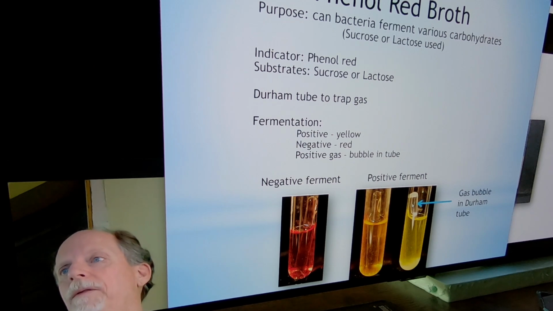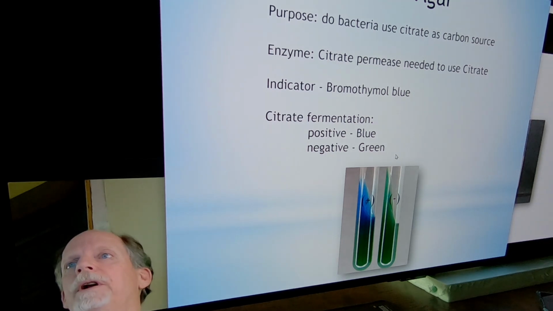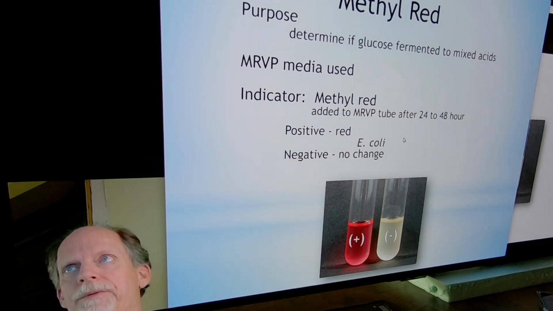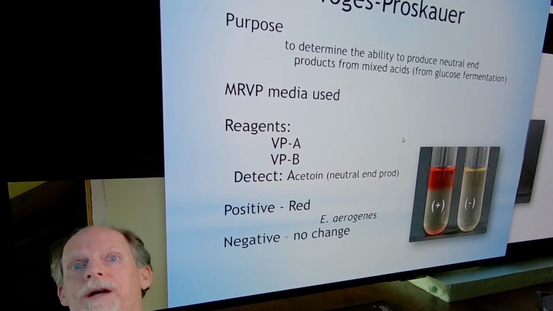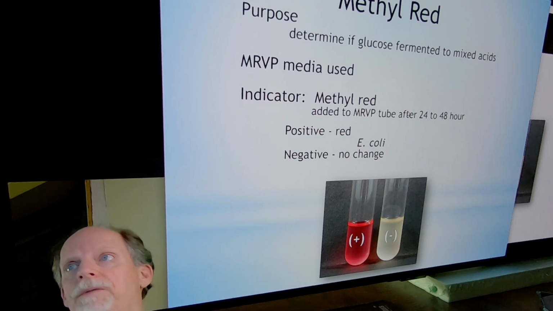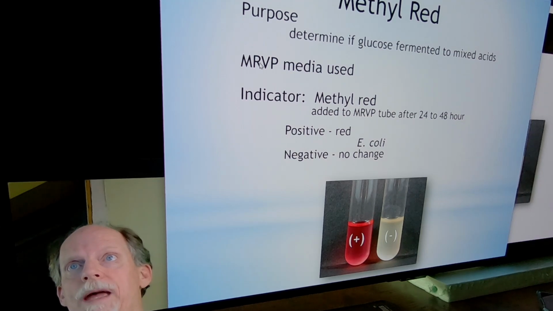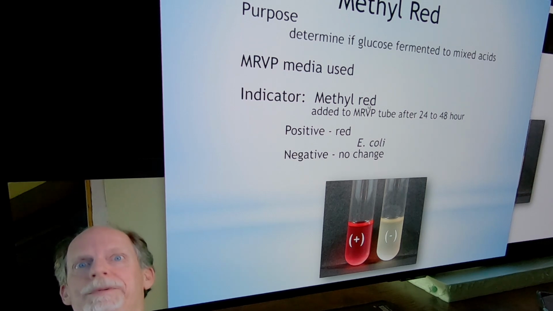All right, this is the phenol red broth, right? The Durham tube is what has the bubble. Citrate agar, this is pretty easy. And then to tell that you're at the methyl red test or the Voges-Proskauer test is the terms. If you see a question about neutral end products, Voges-Proskauer. If you see a question referring to what mixed acids are generated, then it's the methyl red test. That's how you can differentiate these two. They both use MRVP media. The name of the test is methyl red test. The name of the indicator is methyl red. So, keep that in mind.